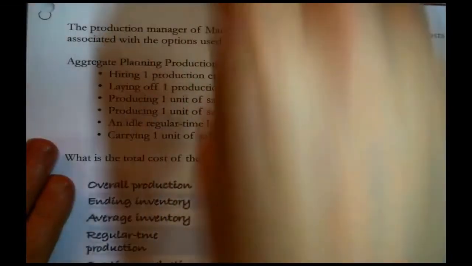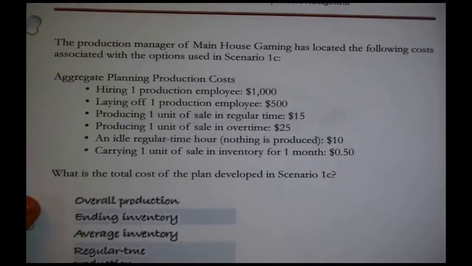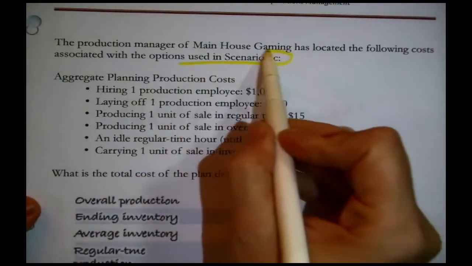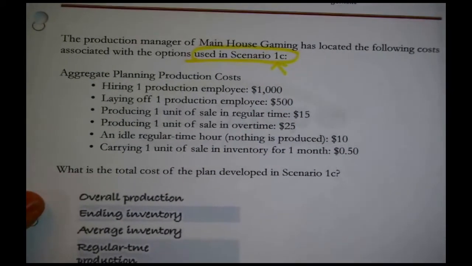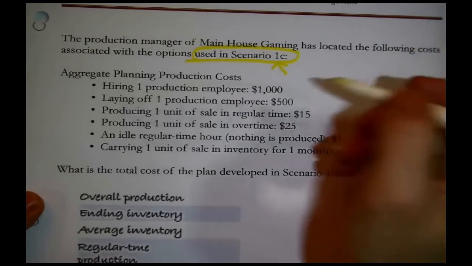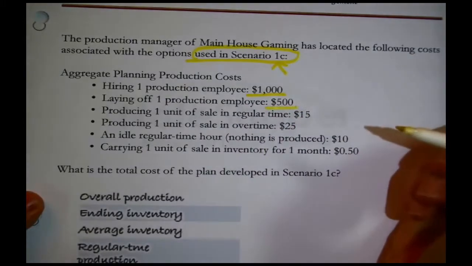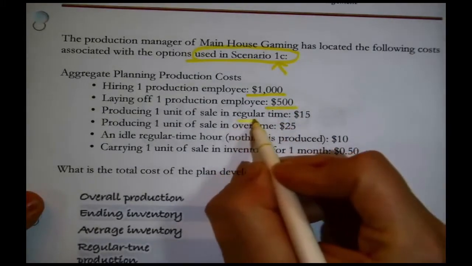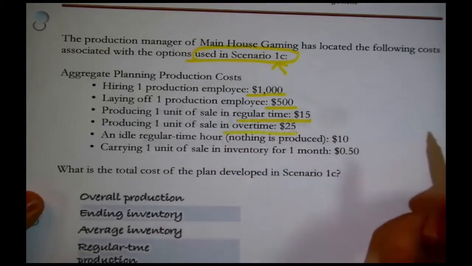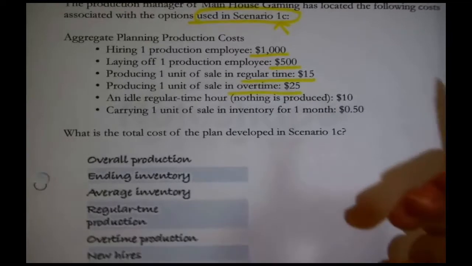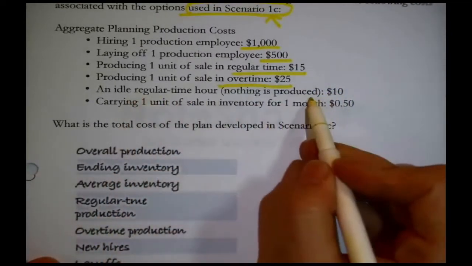Let's look. The production manager of Main House Gaming has located the following costs associated with the options used in scenario 1C. That is a plan that we figured out how to implement. Okay, here are the costs. You can hire one production employee for $1,000. You can lay off one production employee for $500. If you produce one unit of sale in regular time, that's $15. If you produce one unit of sale in overtime, that's $25. Carrying an idle regular time hour, $10.